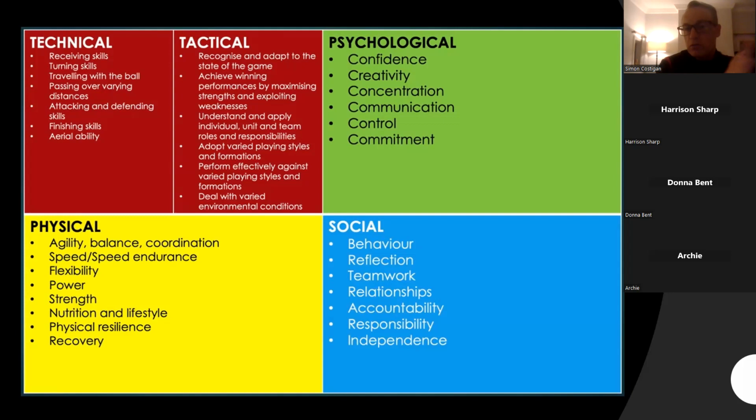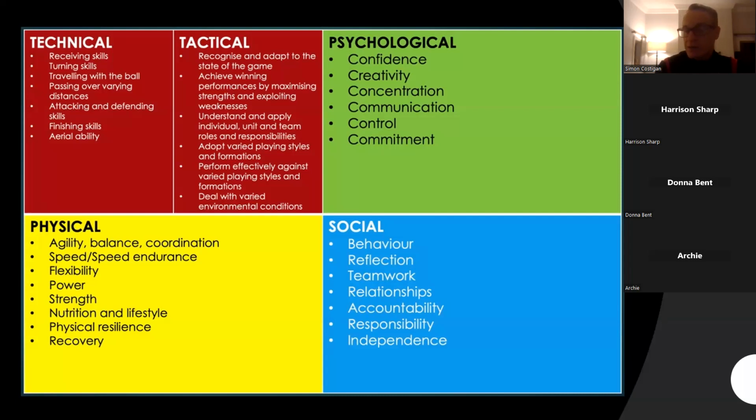Then in terms of social behavior, reflection, so do you reflect on your game afterwards? Do you think about what I've done really well and what I should continue to do? Do you think about what hasn't gone so well, and therefore what can I do differently? And what conversations can I have with the coaching staff or my peer group? How we work as a team.